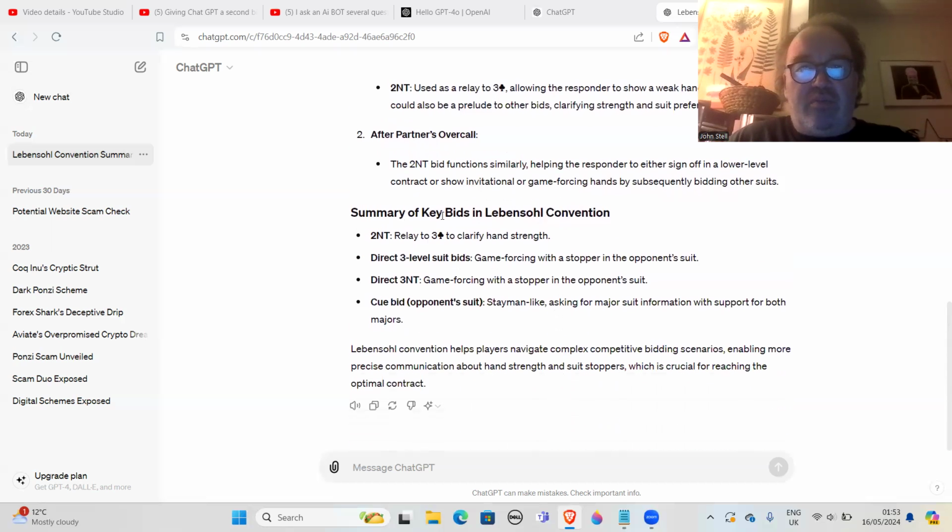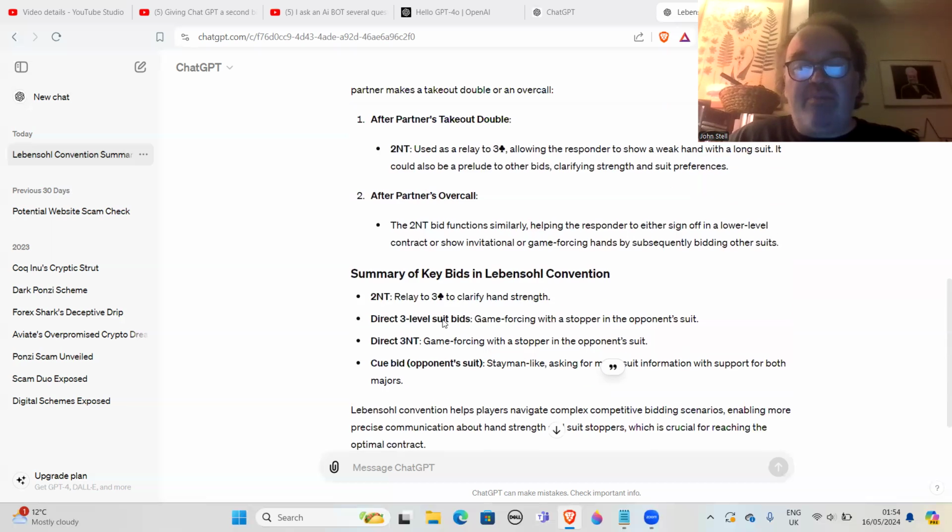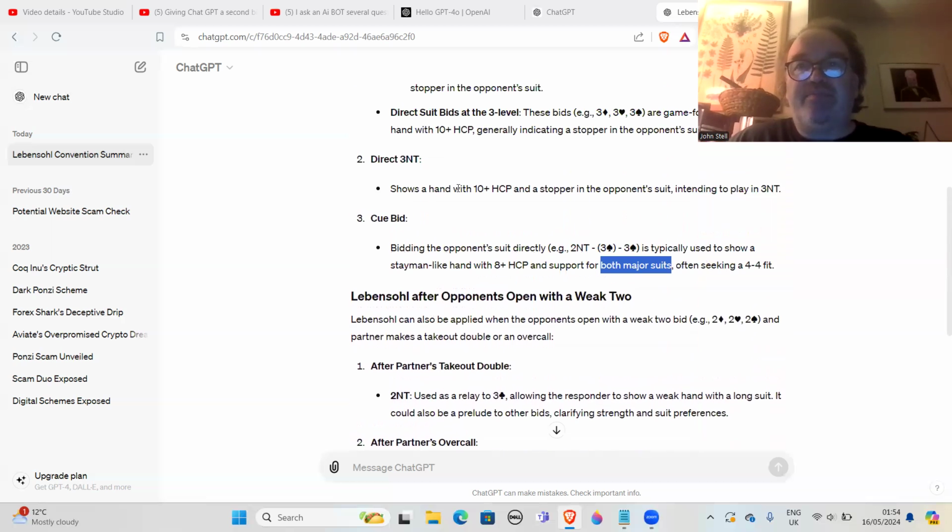Okay. Summary of key bids in lebensohl convention. Two no trump relay to three clubs, yeah. Direct three level bids, game forcing, yeah. Direct three no trump game forcing with a stopper, again, depends on which lebensohl you play. Q-bids, Stayman-like, asking for major suit information with support for both majors. Not correct, both majors isn't right. Lebensohl convention helps players navigate, and so on. Right, okay, pretty okay, but not 100% right.